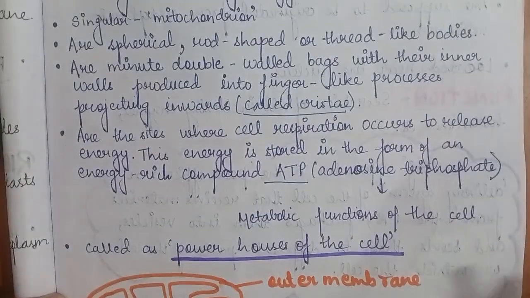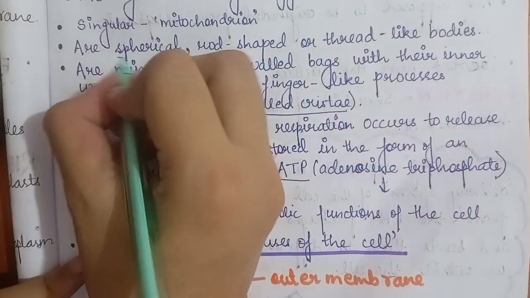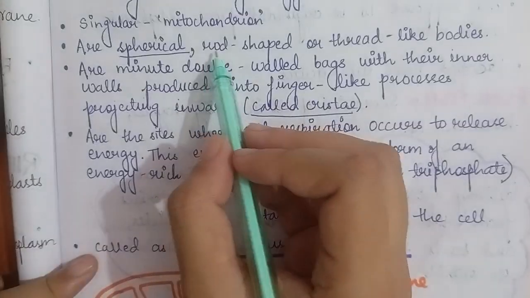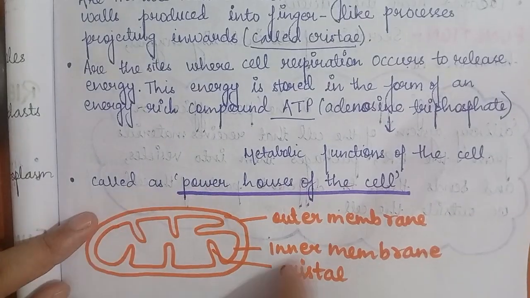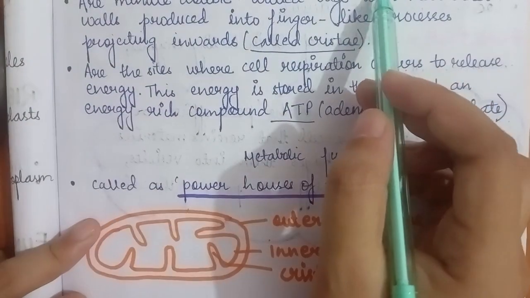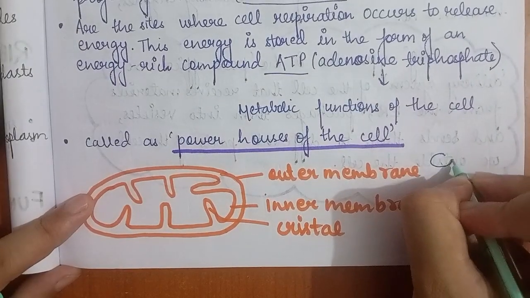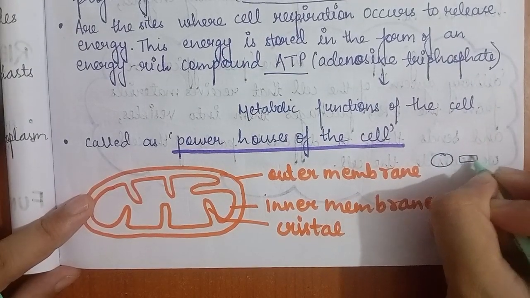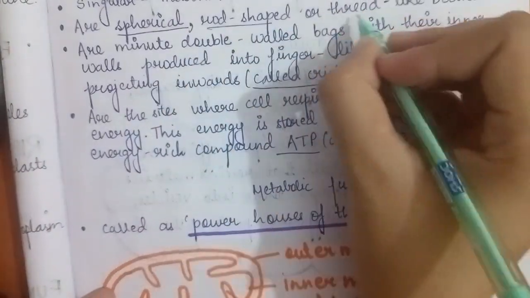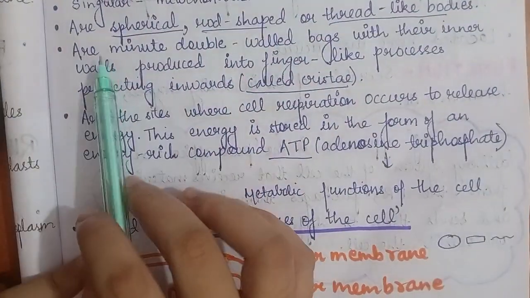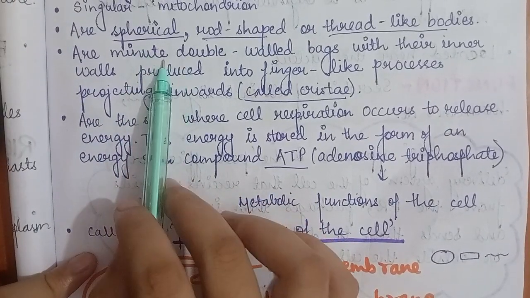Let's read now. Their shape may be spherical, rod shaped, or thread like bodies, and they are minute, very small, and can be seen only through an electron microscope.